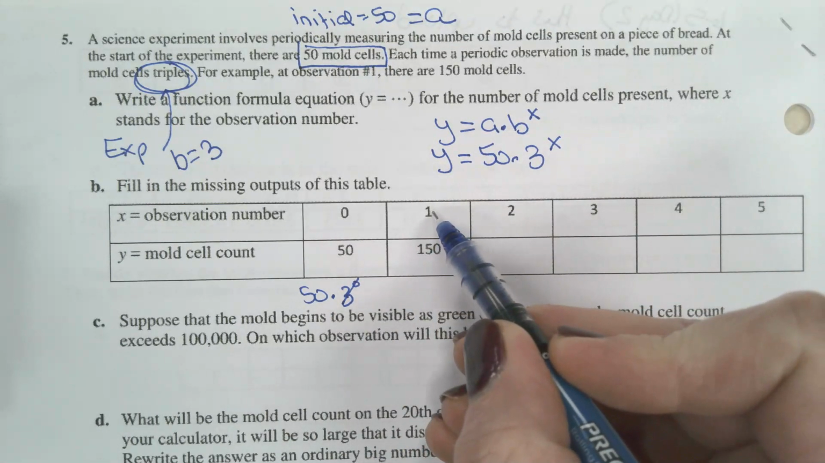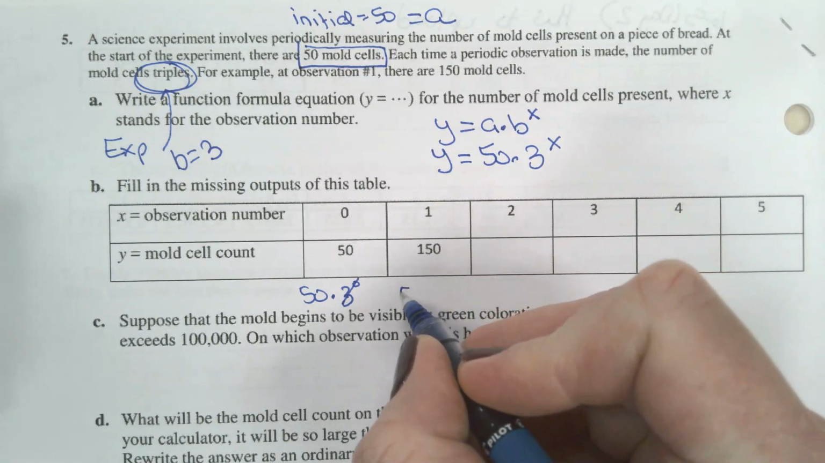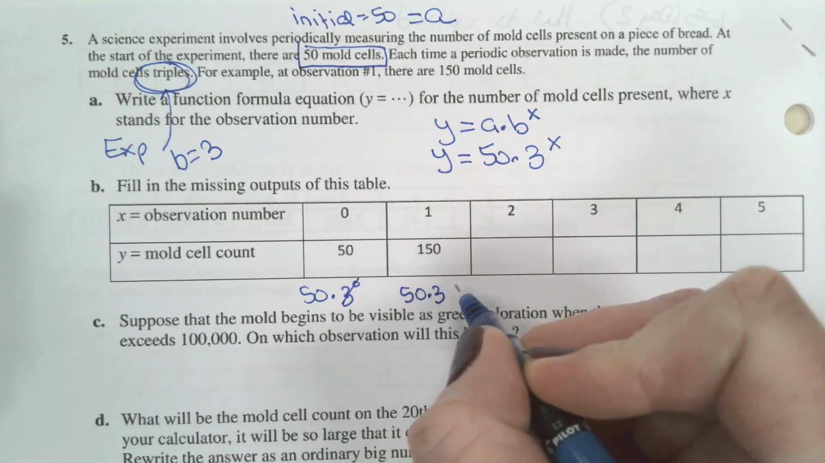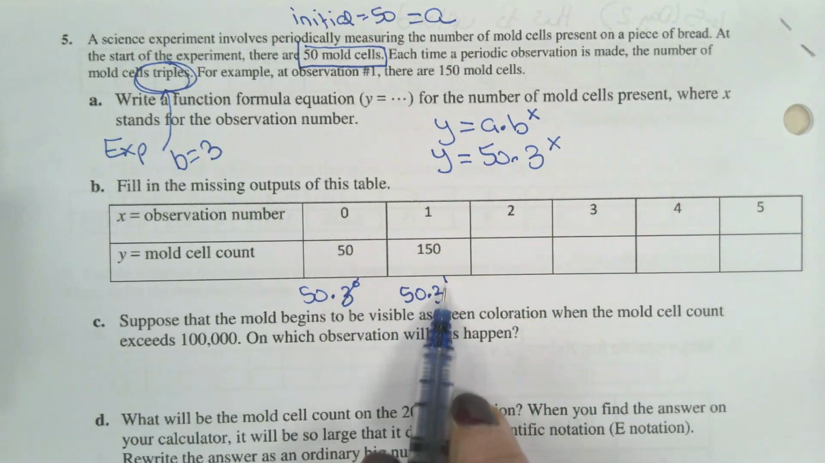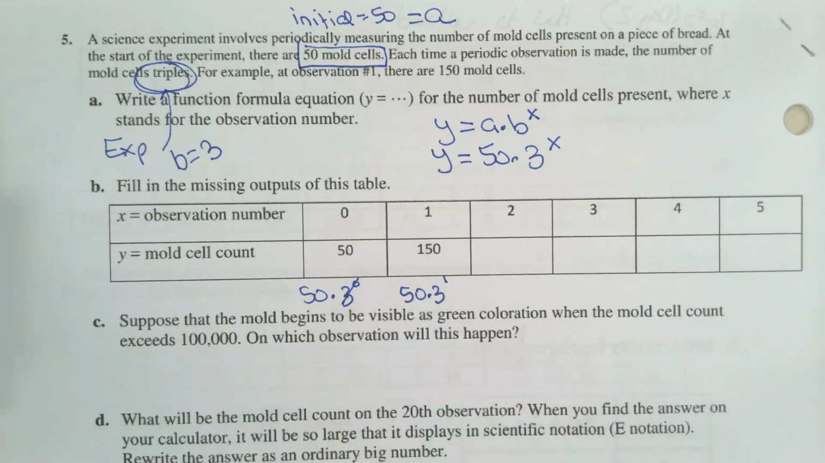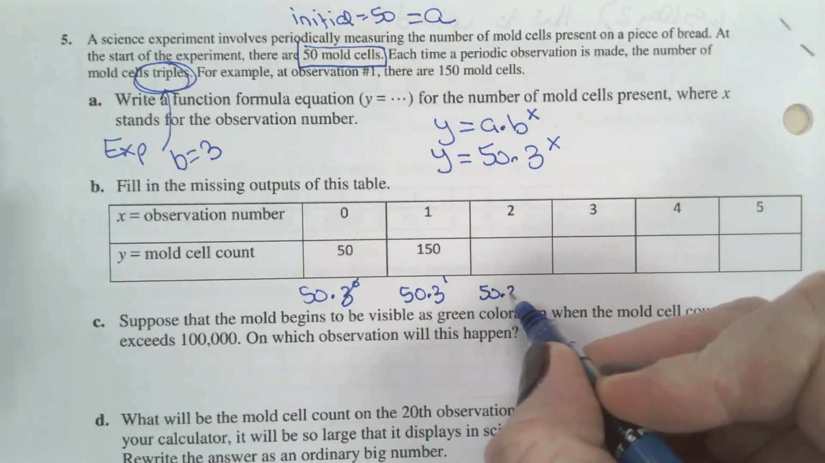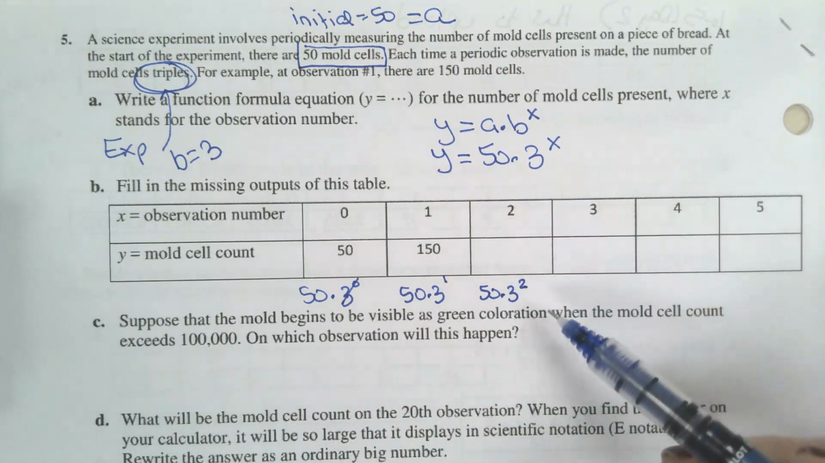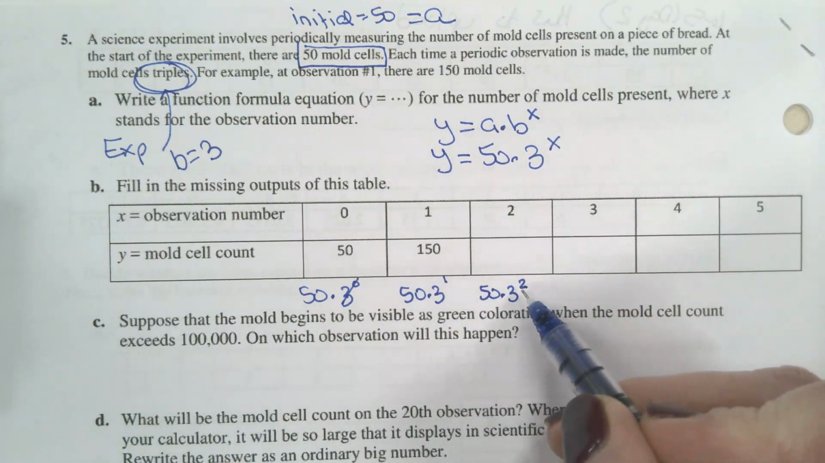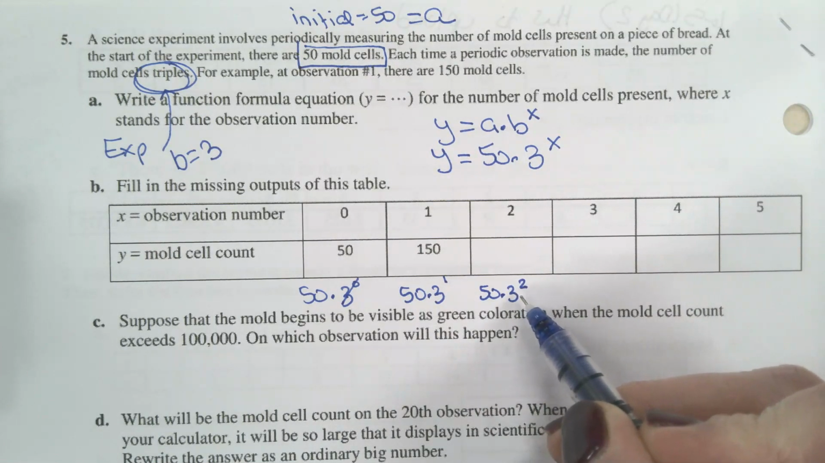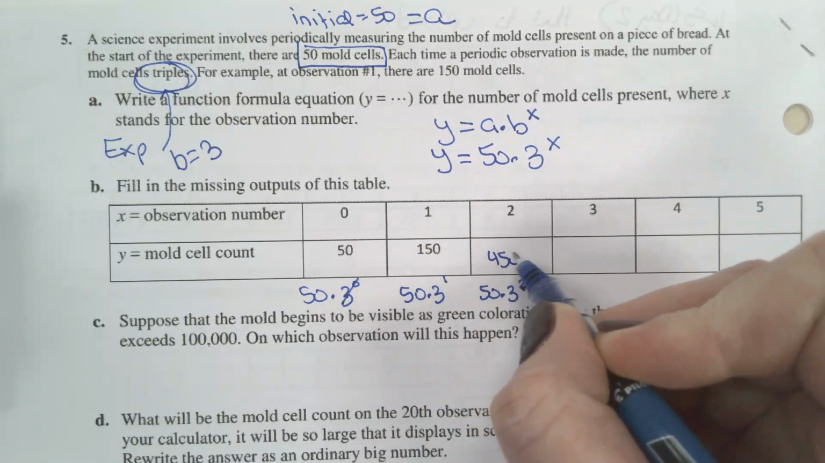This says when x is 1, your answer should be 150. Okay? So that means I have 50 times 3 to the first power. 3 to the first power is 3, and 3 times 50 is 150. Now it says, plug 2 in for x. So I have 50 times 3 squared. Order of operations says you have to do exponents first, so 3 squared is 9. And 9 times 50 is 450.